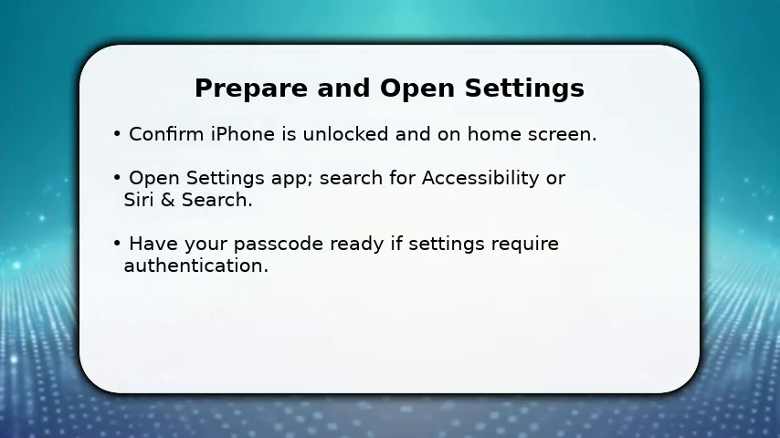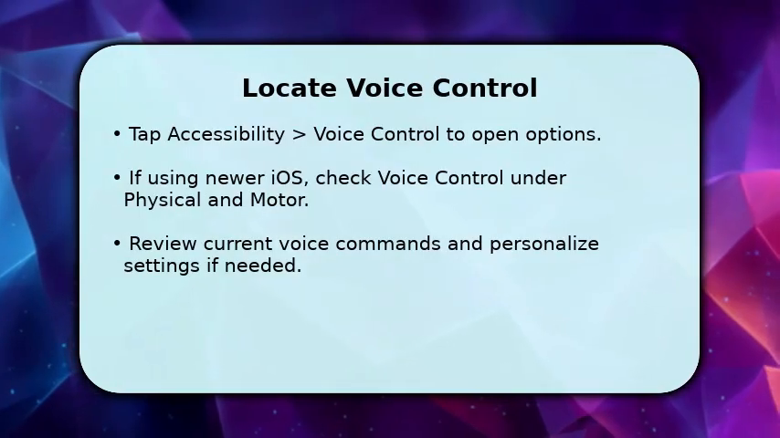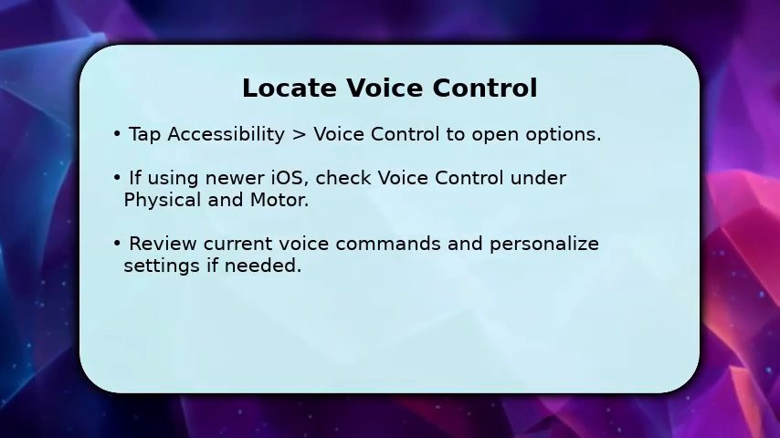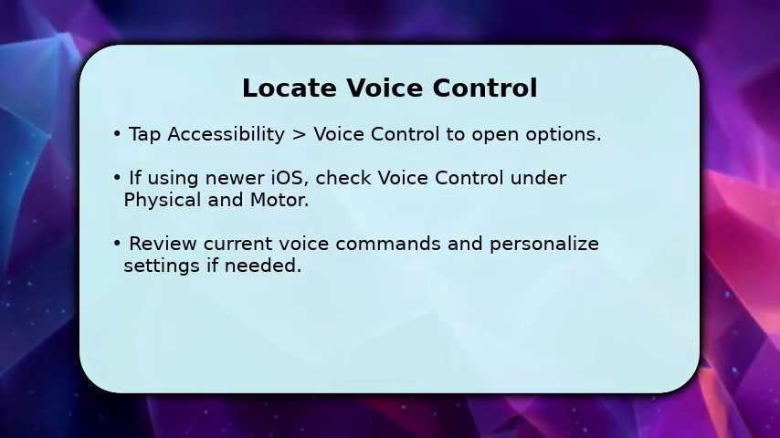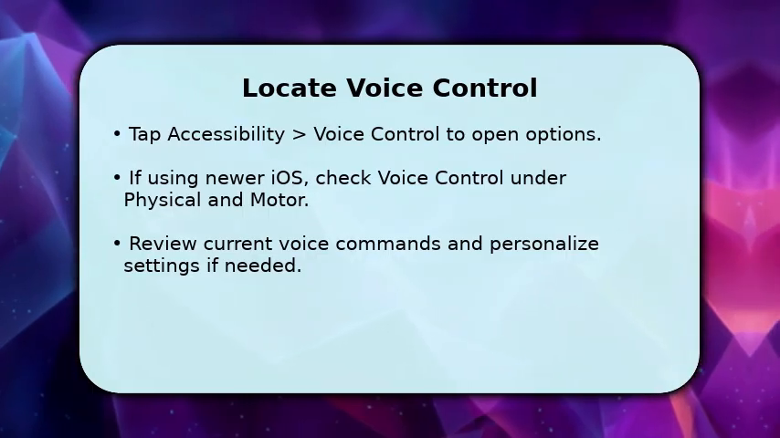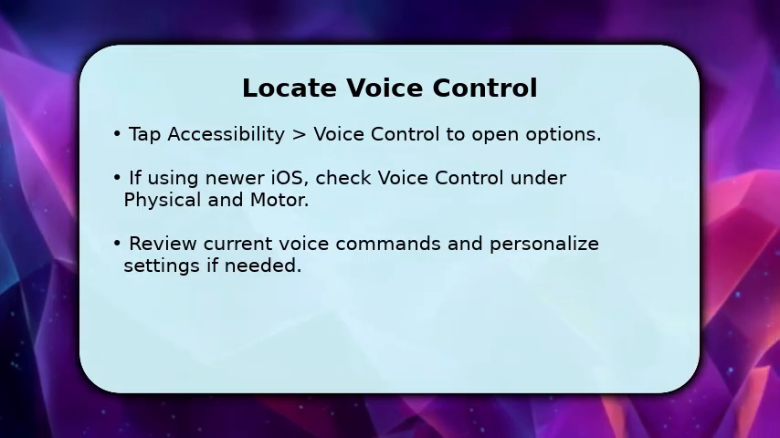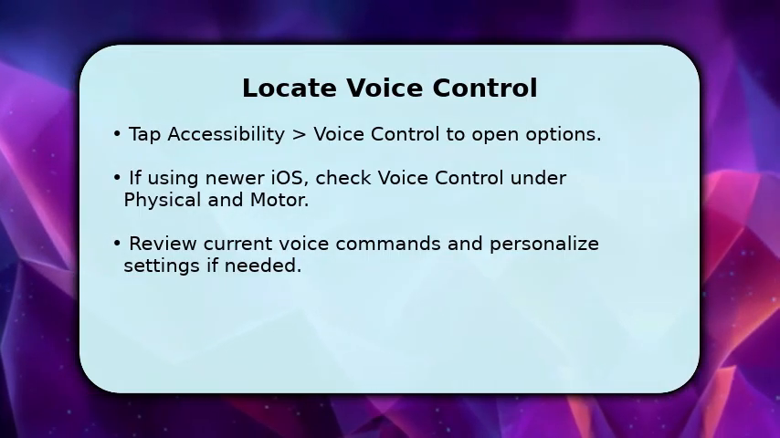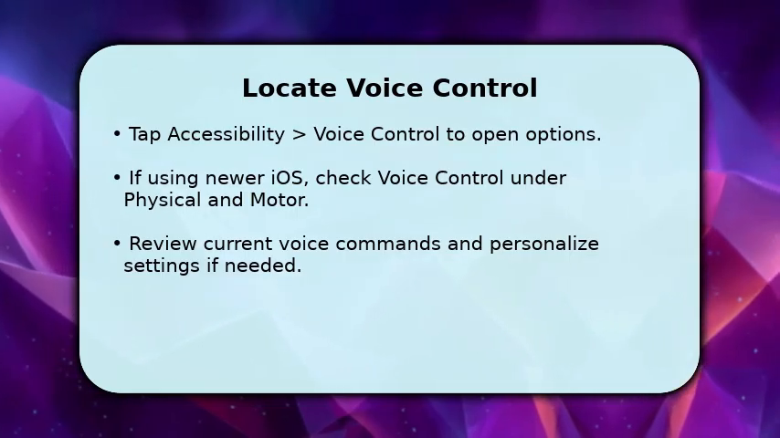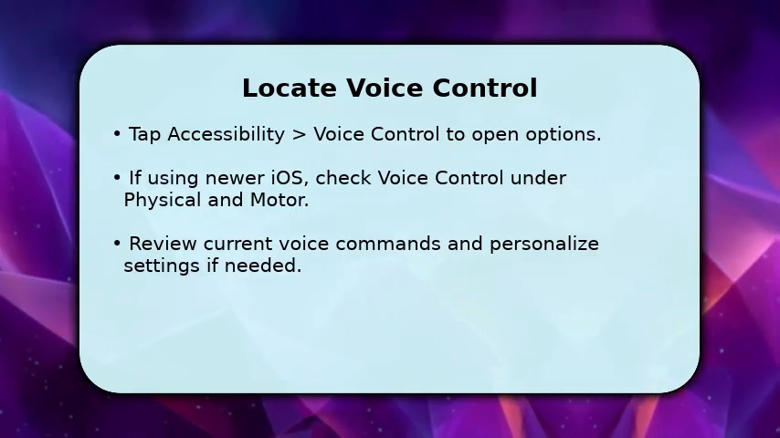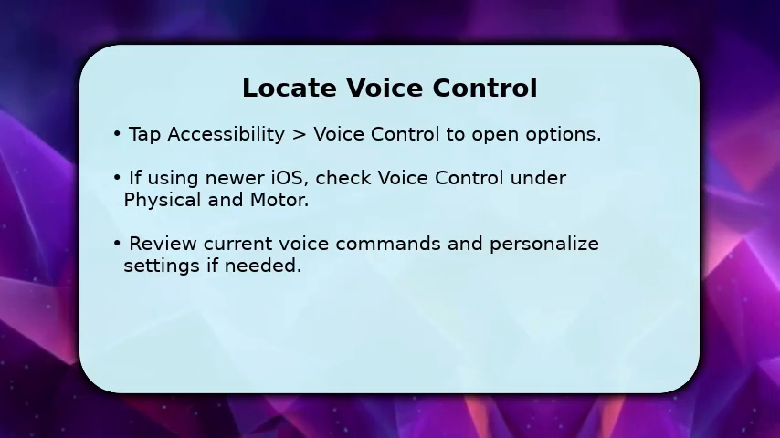Now you're inside accessibility. Find voice control under physical and motor or directly labeled voice control. Tap it to reveal the toggle and command lists. You should see options like set up voice control, customize commands, and language. Understand these so you don't disable something you rely on. Disabling turns off the whole recognition. If you use custom commands, export or note them.